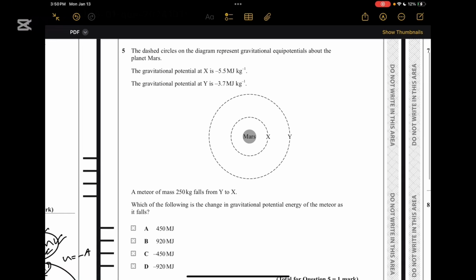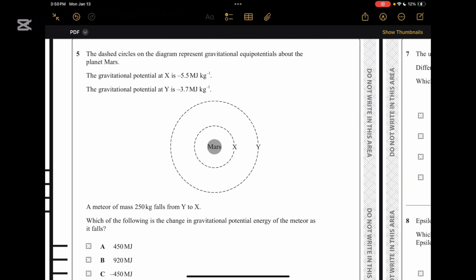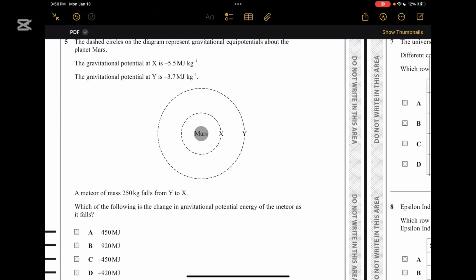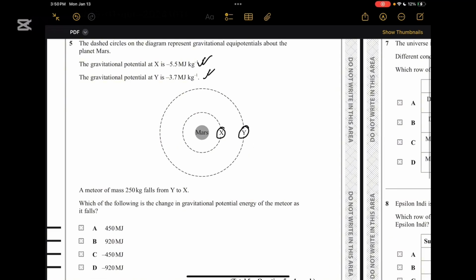In this question, let's go through what they have written again. They have written the dashed circles on the diagram represent gravitational equipotentials about the planet Mars. The gravitational potential at these two points, x and y, is given. The meteor has a mass of 250 gram. Okay, this is an indication that we have to use the formula of gravitational potential energy.